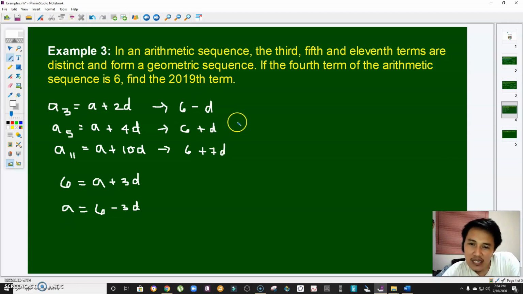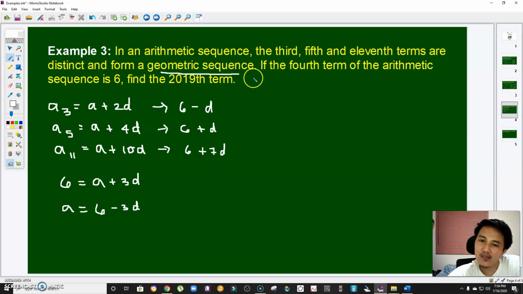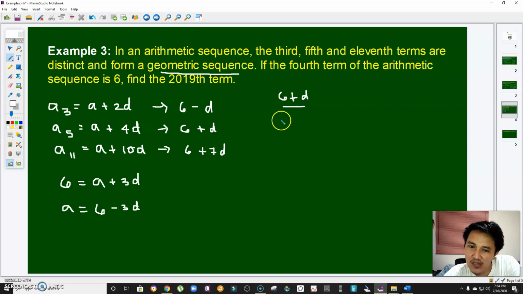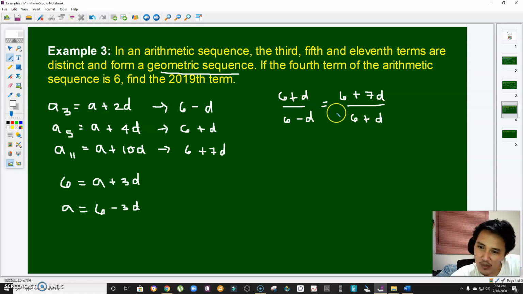Now, these three, the problem says, they form a geometric sequence. Okay, they form a geometric sequence. Meaning to say, 6 plus d over 6 minus d is equal to 6 plus 7d over 6 plus d. Okay? See that? Now, by cross multiplication, I'll multiply this.